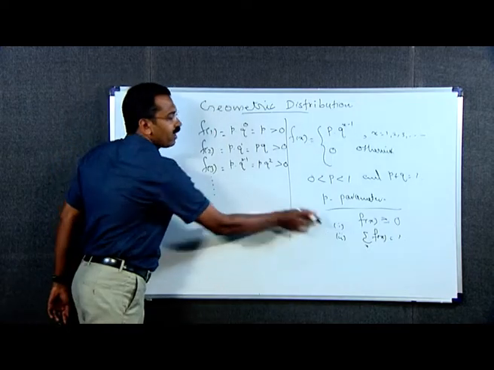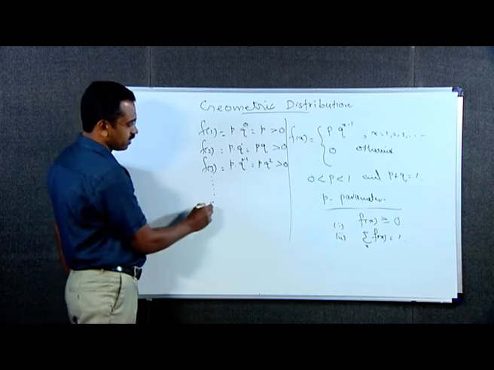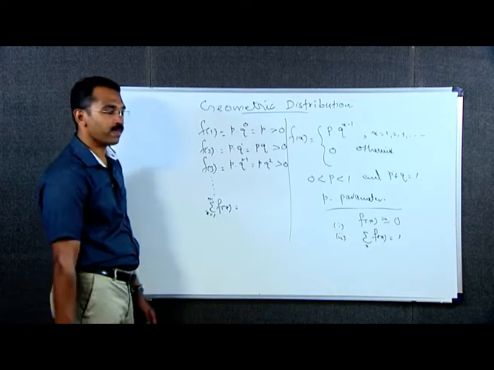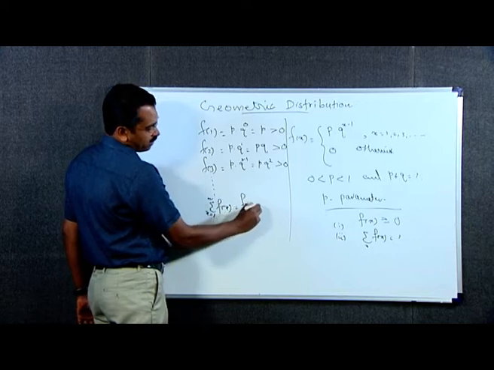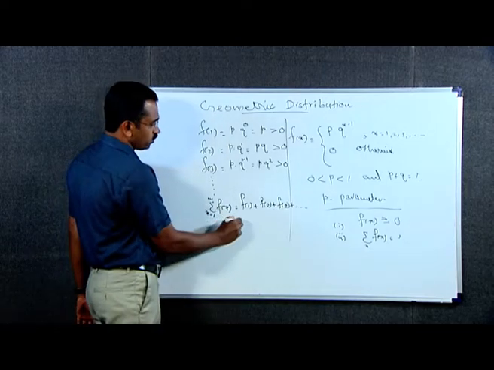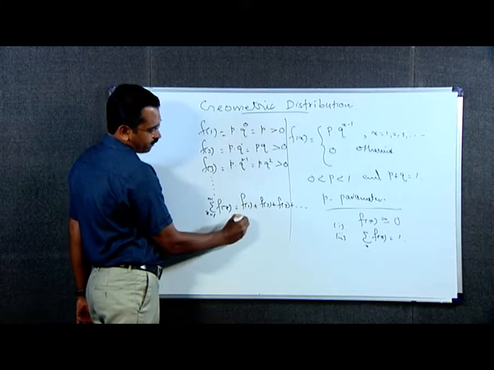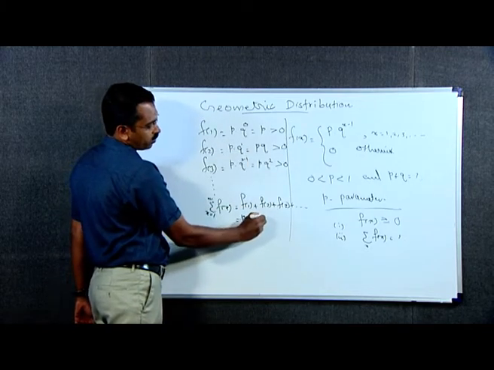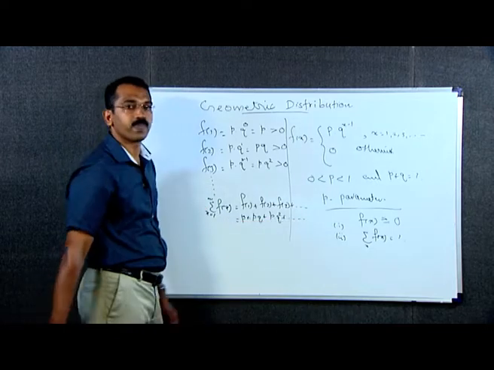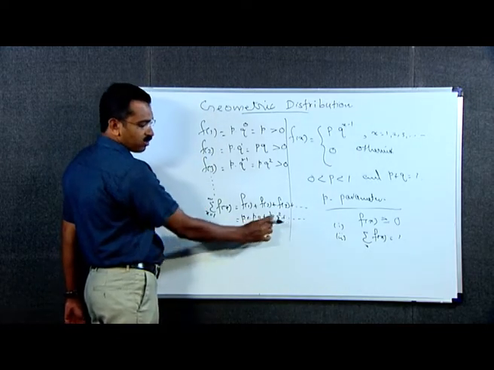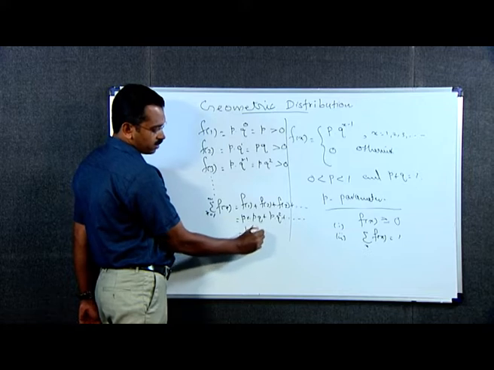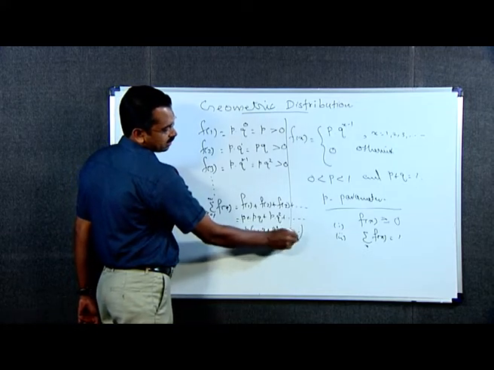Now we have to add all these probabilities. We get summation of f of x, where x is from 1 to infinity, equal to f of 1 plus f of 2 plus f of 3 plus etc. That is equal to p plus p into q plus p into q square plus etc. p is common, so we can take p outside. Therefore, this is equal to p into 1 plus q plus q square plus etc.